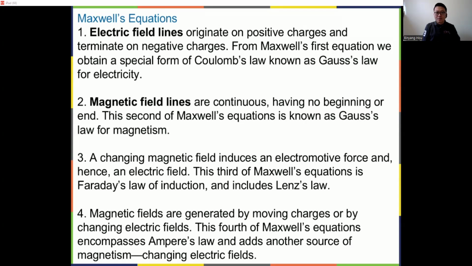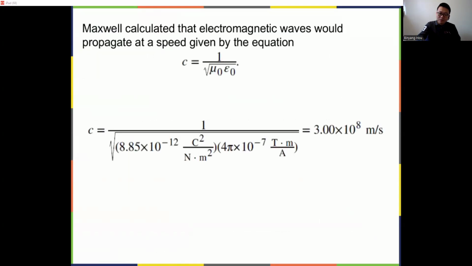The third equation basically says that if you have a changing magnetic field, then you create an electric field. And then the fourth equation says vice versa. If you have a changing electric field, then you produce a magnetic field in the region surrounding it. So that's what we need to know about those.